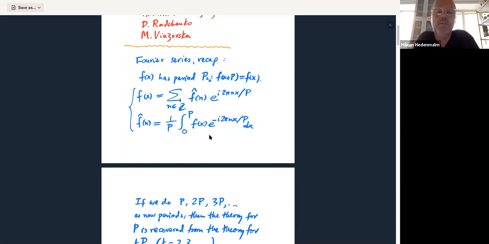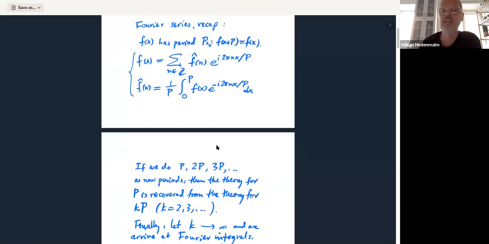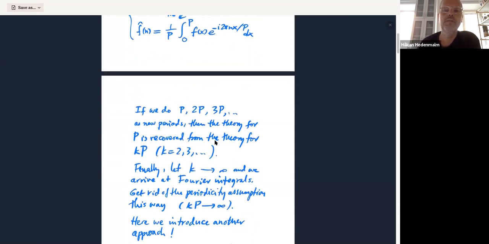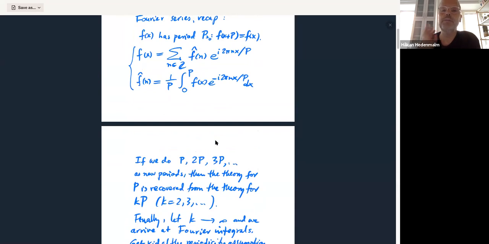Now, in the formulas written there, we have the function expressed in terms of Fourier coefficients, and the Fourier coefficients are expressed in terms of the function. So you can go back and forth in this representation. This is all classical and you know it very well. Now, if we have a function with period P, then it also has period 2P. It has period 3P and so on, of course.